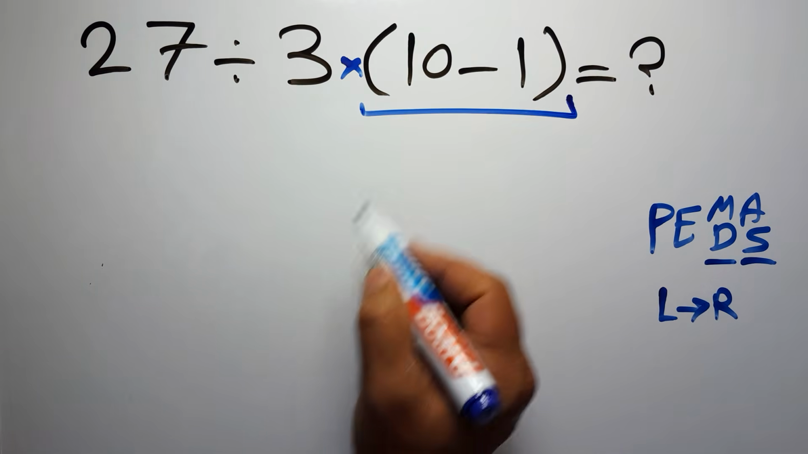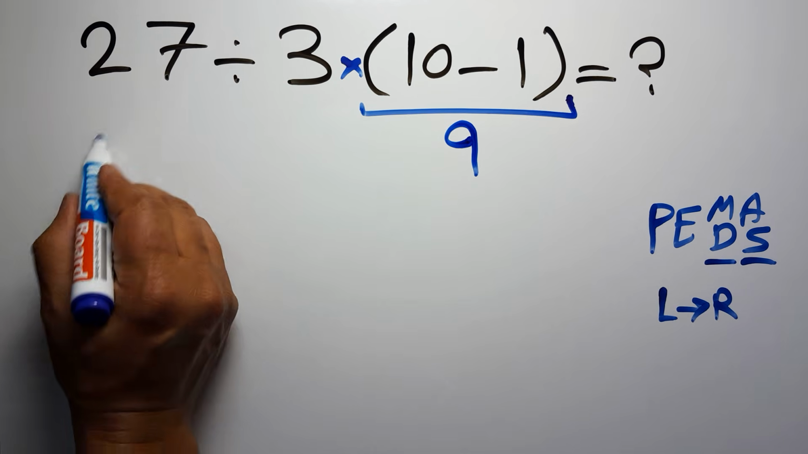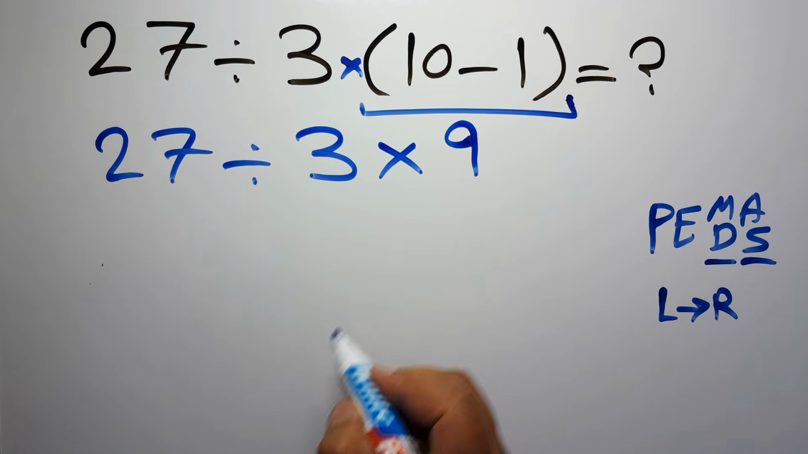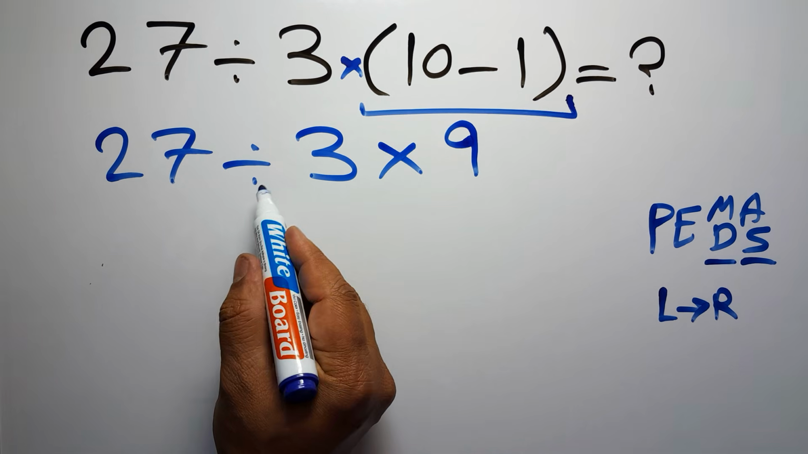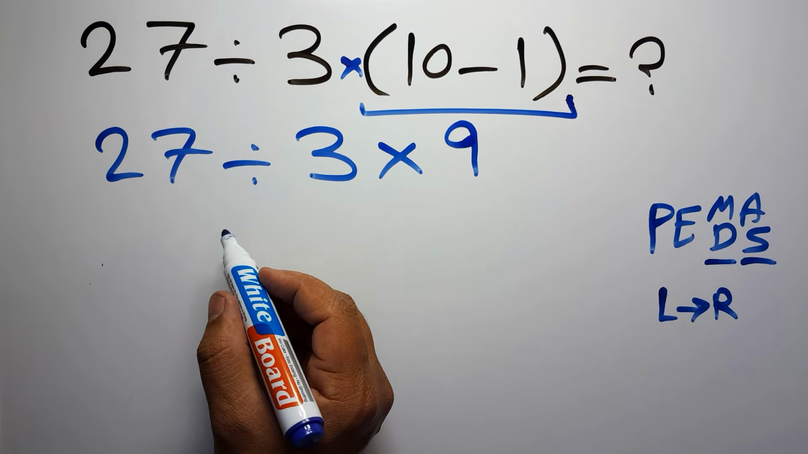Inside this parenthesis we have 10 minus 1, which equals 9. So we have 27 divided by 3, then times 9. Now we have one division and one multiplication. As I said, multiplication and division have equal priority and we have to work from left to right. So here, first we have to do this division.